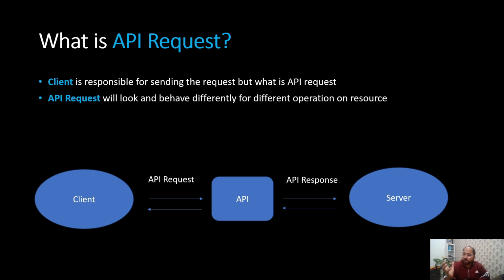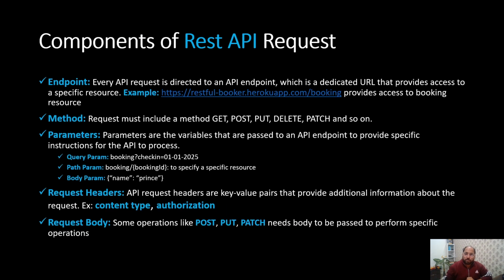So API request will differ depending on the different operations that we want to perform on a resource. Let us take the same example. We have server IRCTC, and let us say we have client PhonePe, and from PhonePe we want to book a train ticket on the IRCTC server. In this case, we may want to book a ticket, delete that ticket, update the ticket, or get the current status of the ticket. So we are going to perform different operations on this particular resource. Depending on the operation, the API request will differ. Now let us try to understand the different components of API request.